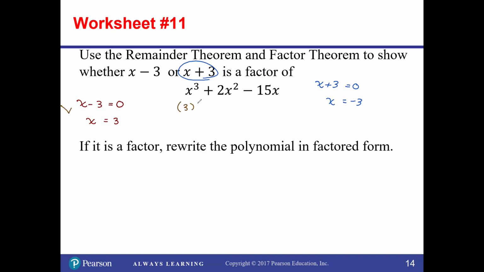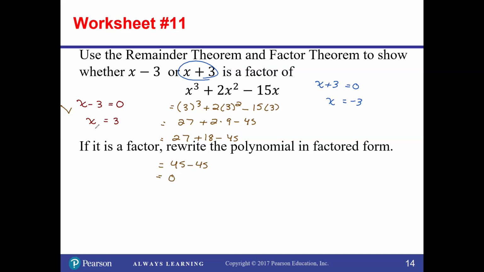So we had 3 cubed plus 2 times 3 squared minus 15 times 3. So this would have been 27. This would have been 2 times 9 minus 45. 27 plus 18 minus 45. So if we had 27 plus 18 is going to be 45, minus 45, that gets me 0.